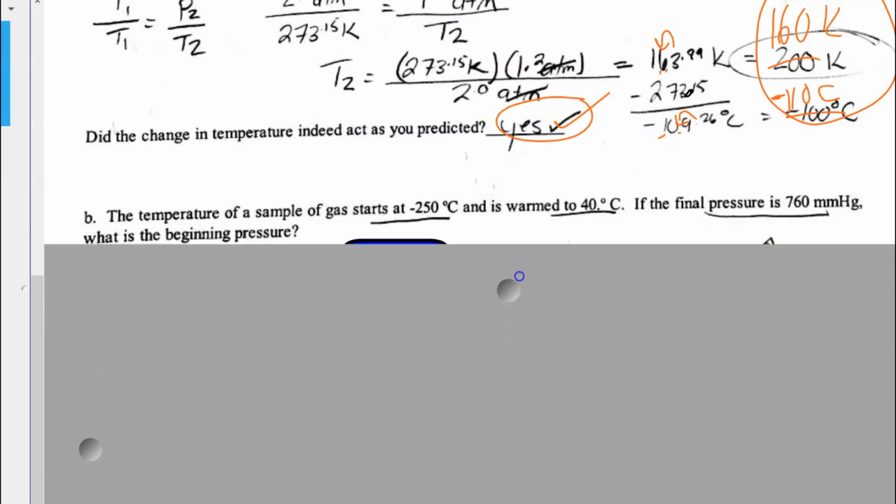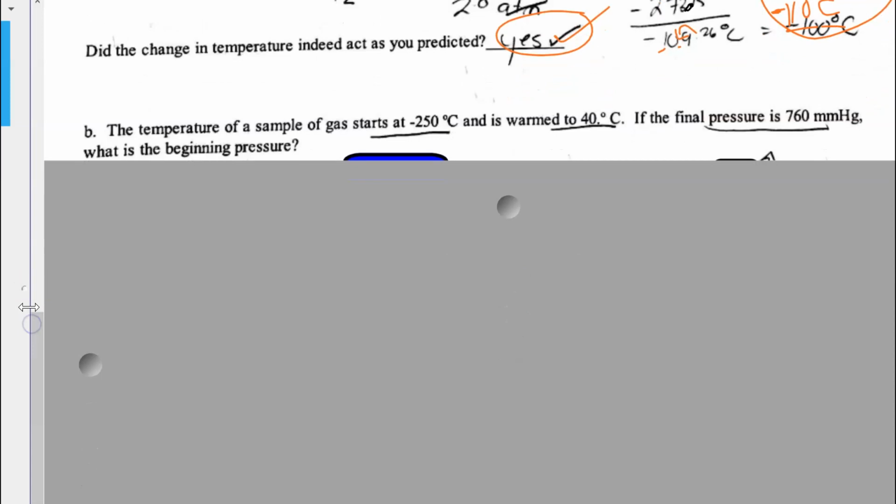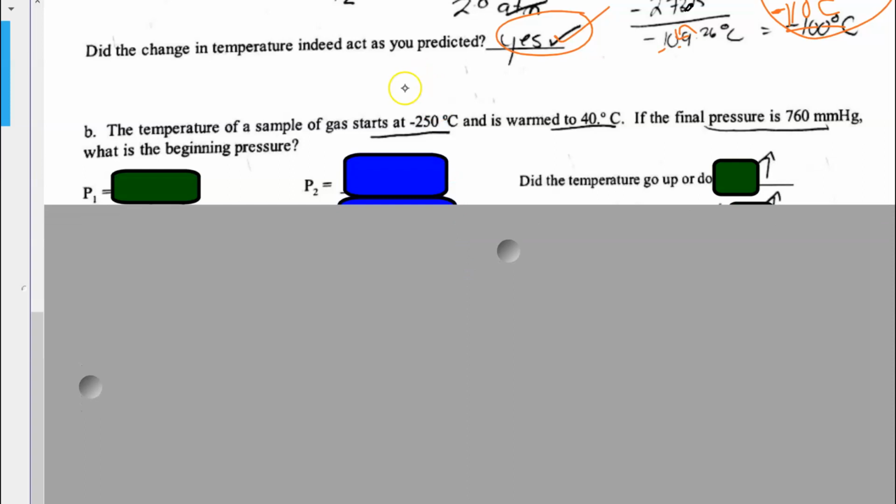Okay. Problem 2. Problem B. The temperature of a sample of gas starts at negative 250. So if we're starting at negative 250, this is temperature 1. We've got to convert that to Kelvin. And it's warmed to 40 degrees Celsius. This is temperature 2. We also have to convert that to Kelvin. The final pressure, oh, now I'm getting all off with my color coding here. Let's make that correct. T2.